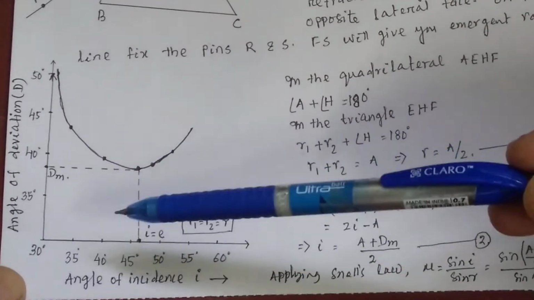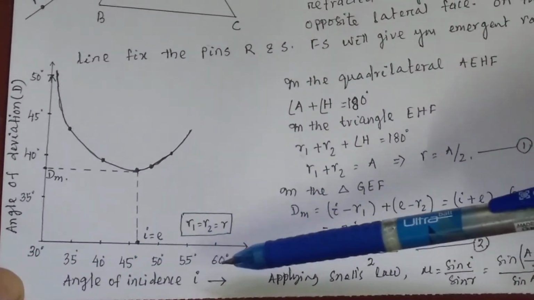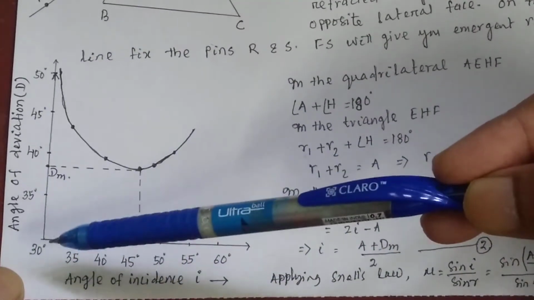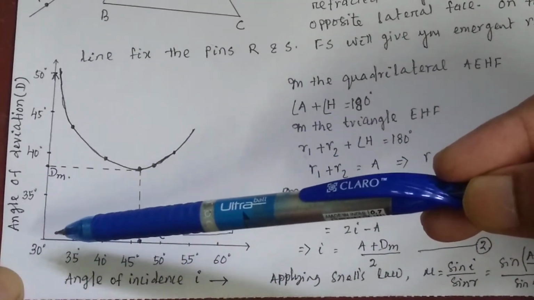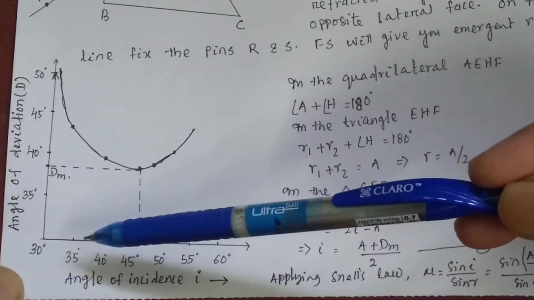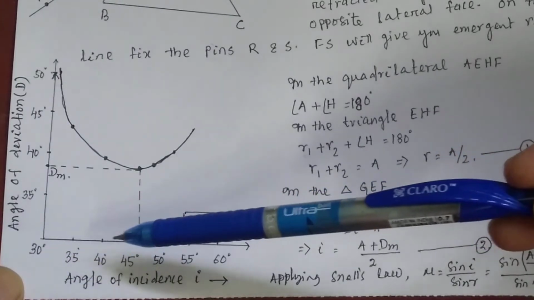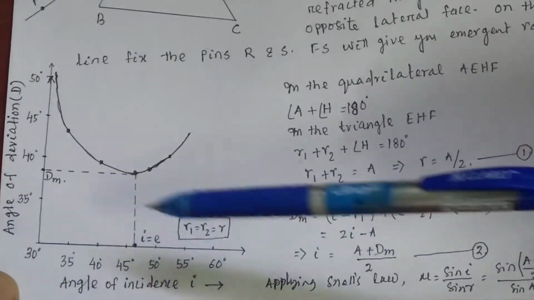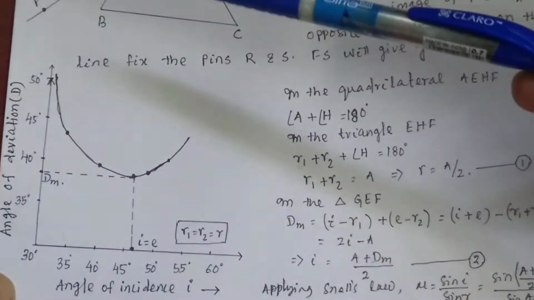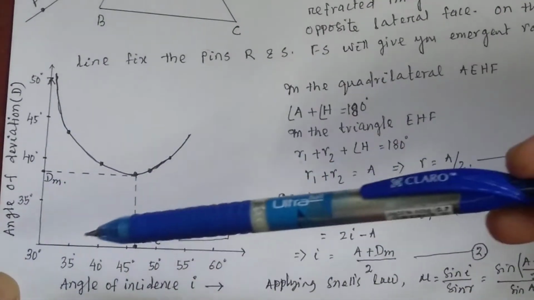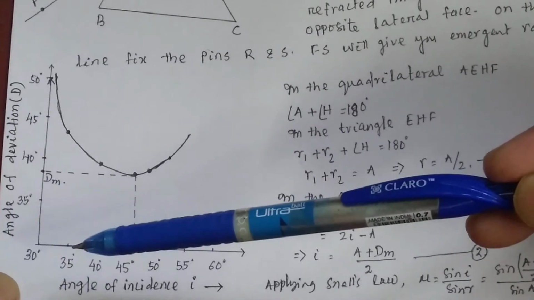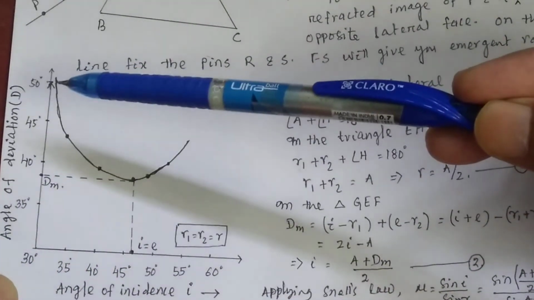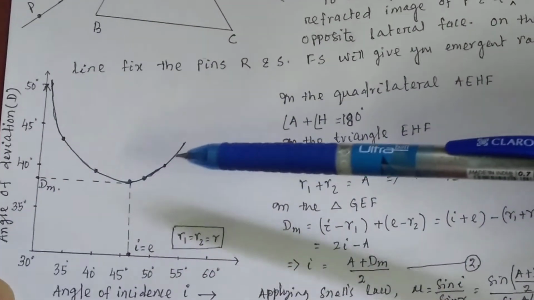Now let us draw a graph taking angle of incidence along the x-axis and angle of deviation along the y-axis. We start the angle of incidence from 30 degrees, and with an increase of 5 degrees, let us say 35, 40, 45, like this, we will increase the angle of incidence, and the angle of deviation we can study from the experiment. If we plot a graph taking angle of incidence along the x-axis and angle of deviation along the y-axis, the nature of the graph will be like this.